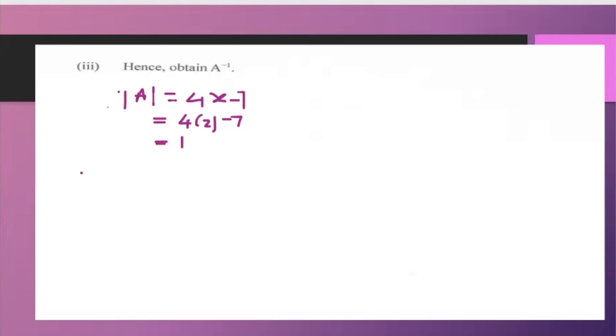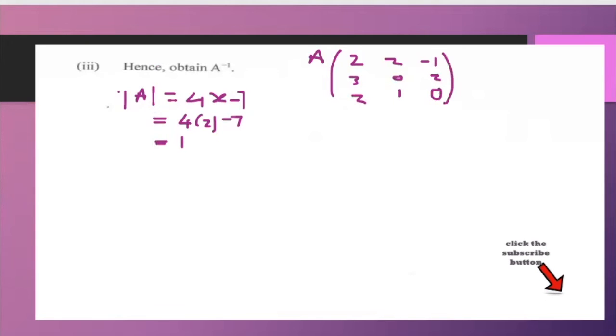The next step is to find the adjoint. The inverse of a matrix is 1 over the determinant of A times the adjoint. So here is the matrix A. It's the same matrix that we have been looking at. But if you realize, I've not replaced x with 2. X has a value. Now, the first step is to find the minor of the matrix.